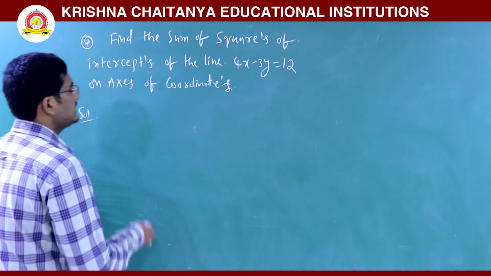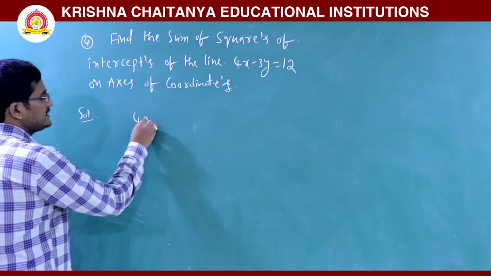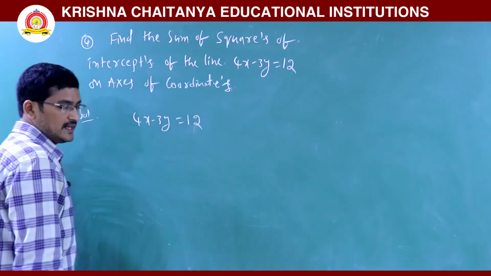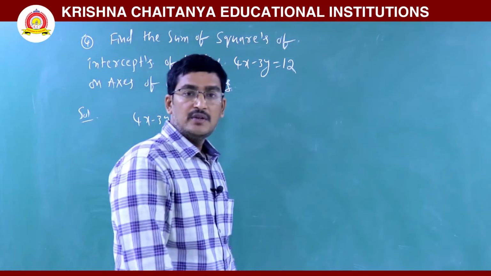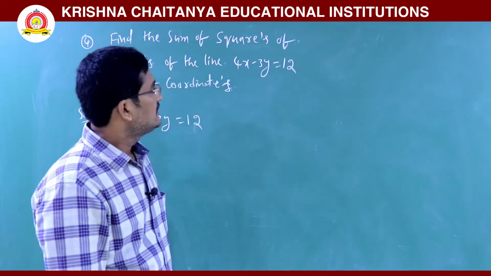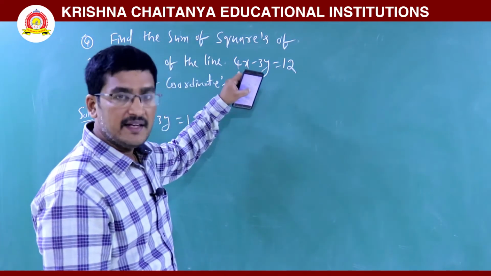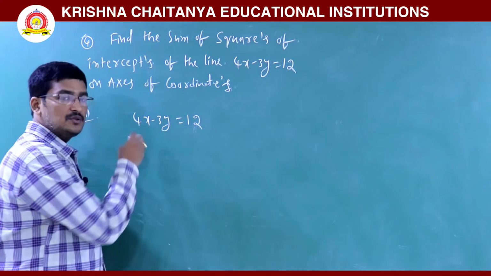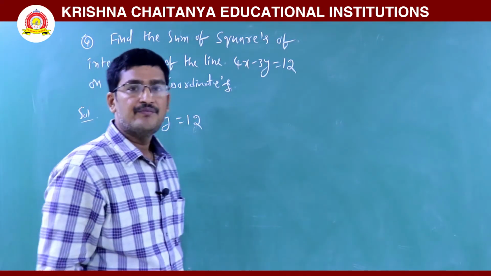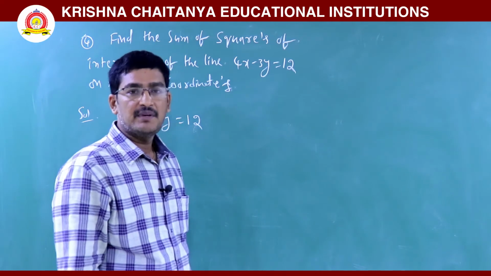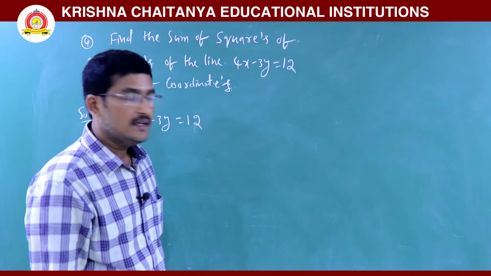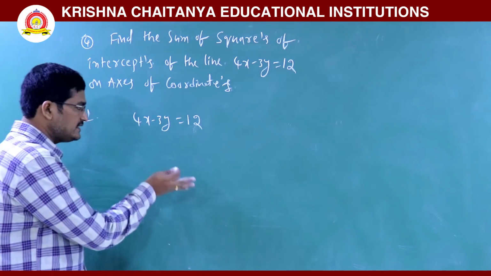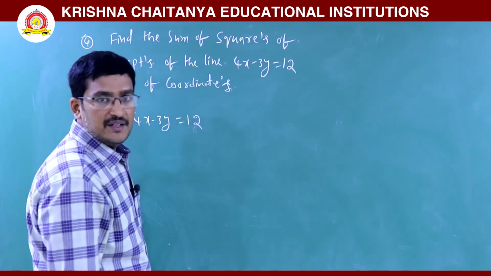So what is the given line? The given line equation is 4x minus 3y is equal to 12. To get the x-intercept and y-intercept of this line, we have to transform this equation into intercept form. What is the intercept form? x by a plus y by b is equal to 1. So this equation should be changed to intercept form.